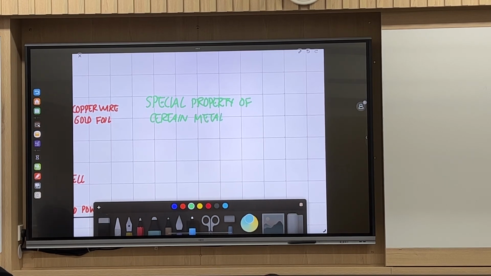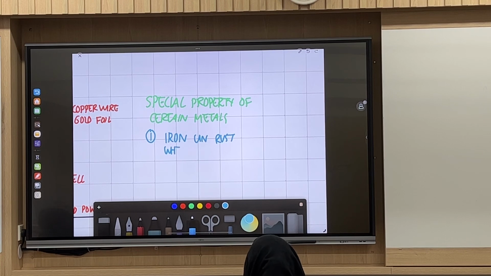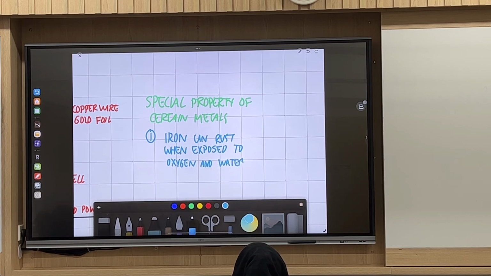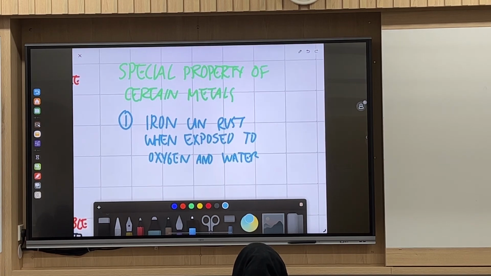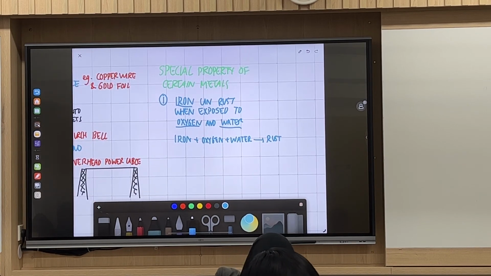Certain metals, we have number one, iron can rust when exposed to the elements. Don't say elements in the exam. You have to be specific. It's oxygen and water. When I marked the Form 6 students' papers, I still noticed that they wrote air and water. Air is not clear. Air is not specific. You have to say oxygen and water. If I accepted air as an answer, then you could just call these two air components. You can't call it air and water. You have to say oxygen and water. So just write down this equation. Iron plus oxygen plus water equals rust. You will learn more about the formula of rust later.